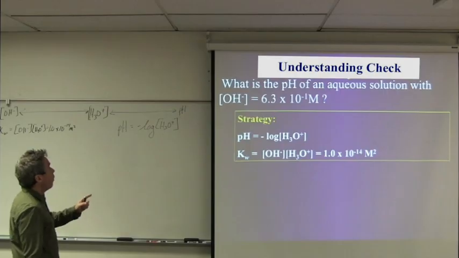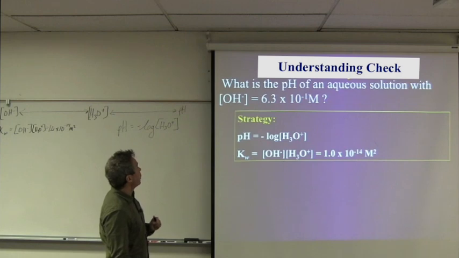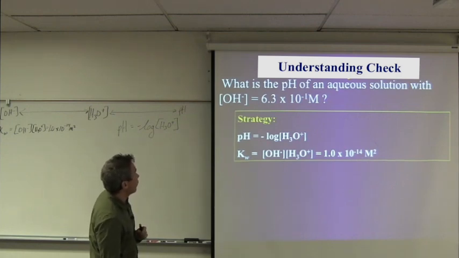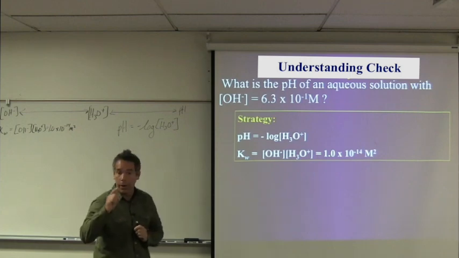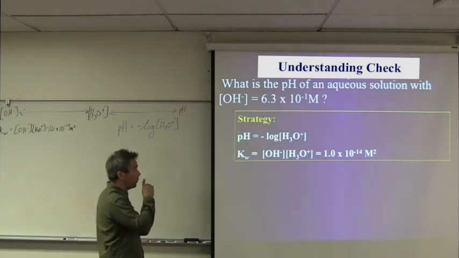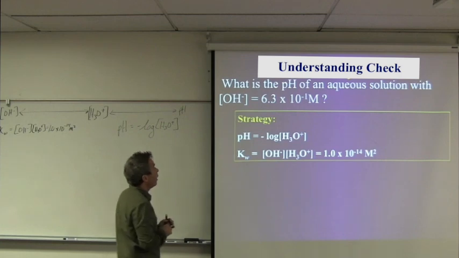Try another problem. This problem has a little twist to it. Don't try to start working on the problem till you hear my complete explanation of it. What's the pH of an aqueous solution with the hydroxide ion concentration equal to 6.3 times 10 to the minus 1 molar?